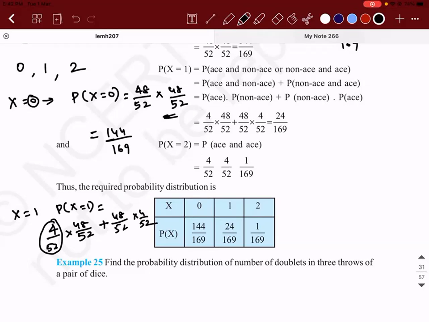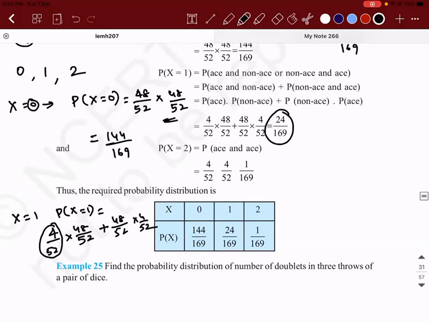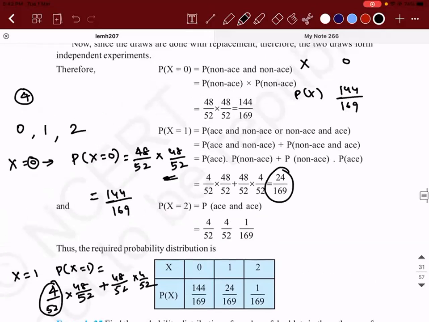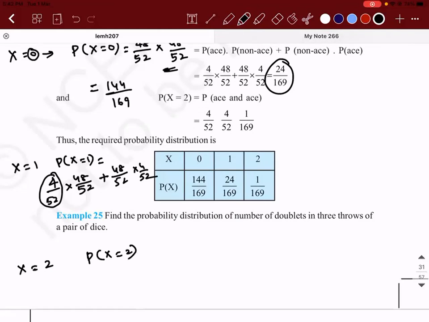So most people forget to put this plus. They think this is the only case, because order is also important here. When that is the case, you get the answer as 24 divided by 169. And for 2 aces, the first draw is 4 out of 52 and the second draw is also 4 out of 52, so 1 by 13 into 1 by 13, which is 1 divided by 169.